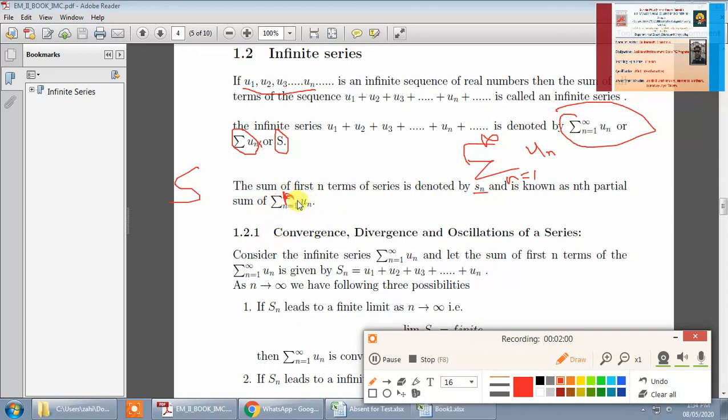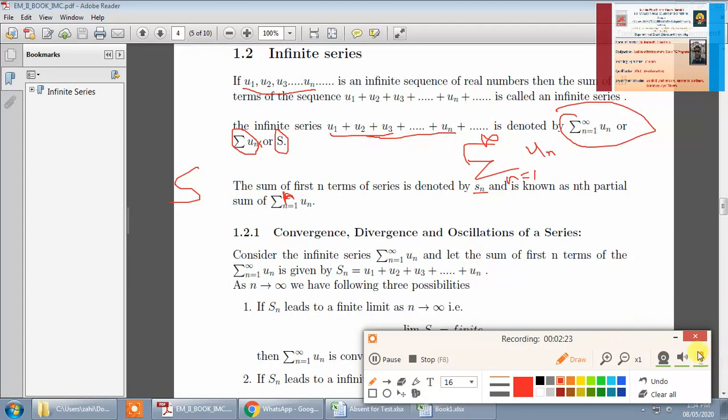So summation n from 1 to n un is called the nth partial sum. So what is the third partial sum? It will be u1 plus u2 plus u3. What is the fifth partial sum? u1 plus u2 plus u3 plus u4 plus u5 and so on. What is the nth partial sum? It is u1 plus u2 plus u3 and so on up to un.